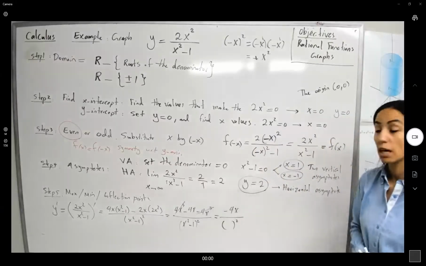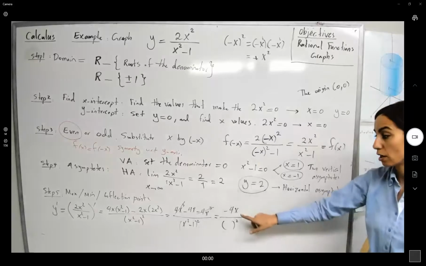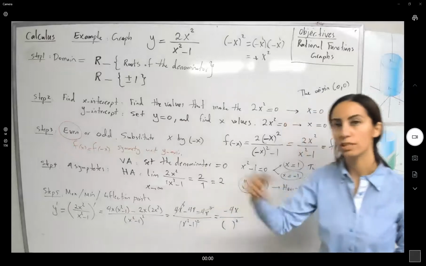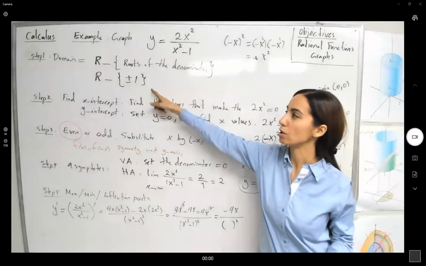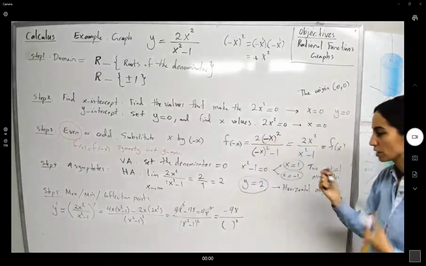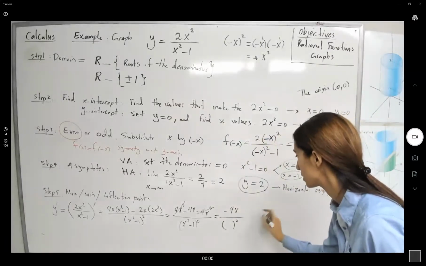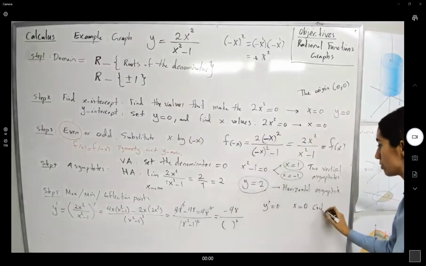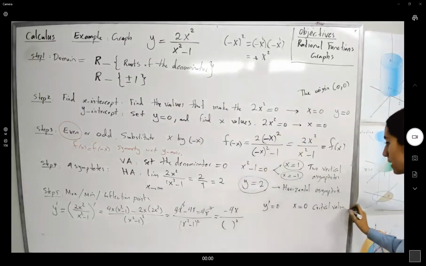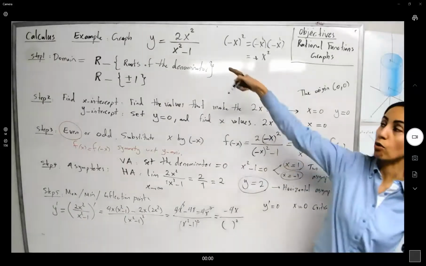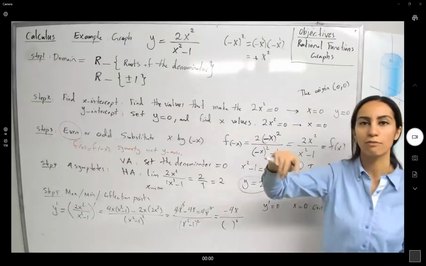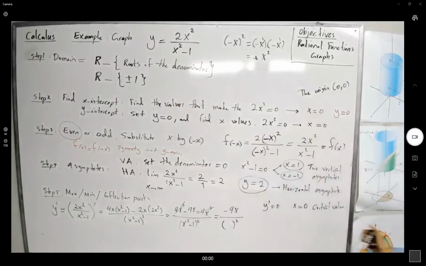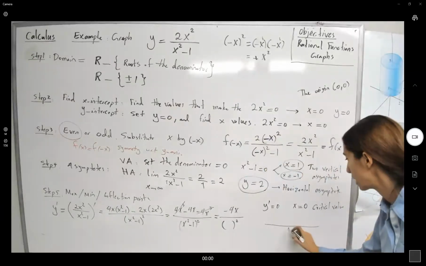Well, what does it tell us? It tells us the critical value is x equals 0, and the rest of them are plus minus 1 that we actually eliminated from the domain. So if you set this equal to 0, then x equal to 0 is the critical value. And if you plug that into the original function, you get 0 as the y value. So 0 and 0 is the critical point. So let us take a look at our table.